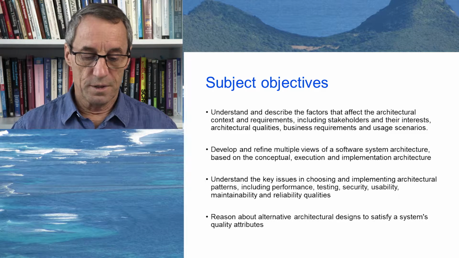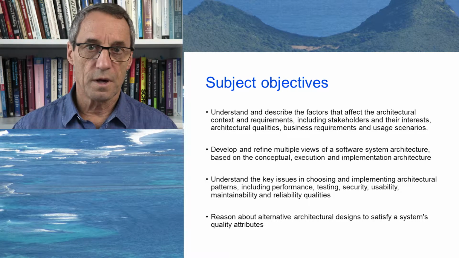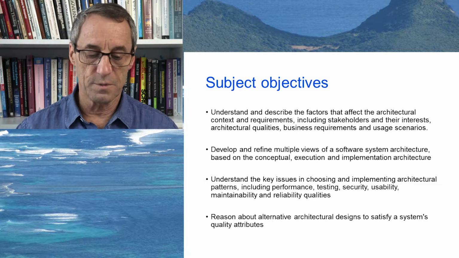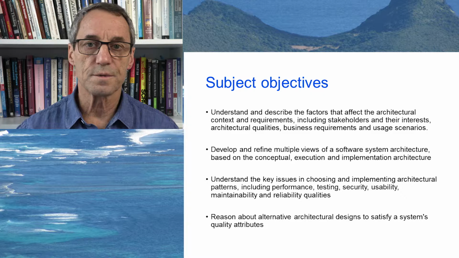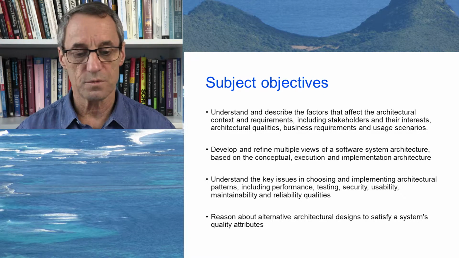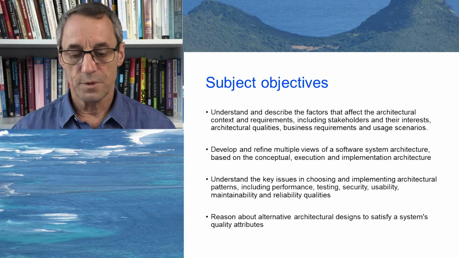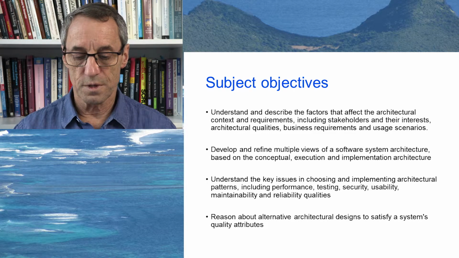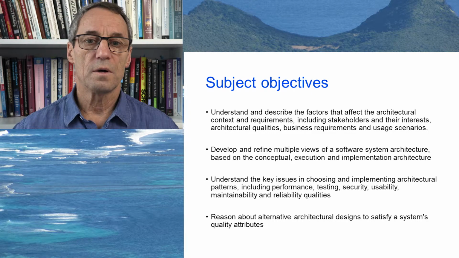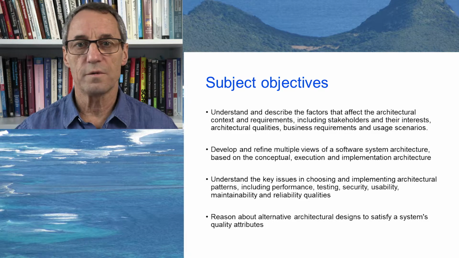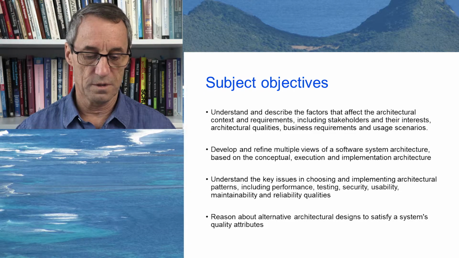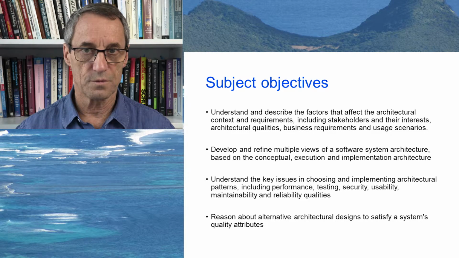You will be able to understand the key issues in choosing and implementing architectural patterns, including performance, testing, security, usability, maintainability, and reliability concerns. So how do you build an architecture so it favors one or the other as is required to do? You should be able to reason about alternative architectural designs to satisfy system quality attributes. As I mentioned before, architecture is seldom ever a single clear answer. There usually are trade-offs in the system.